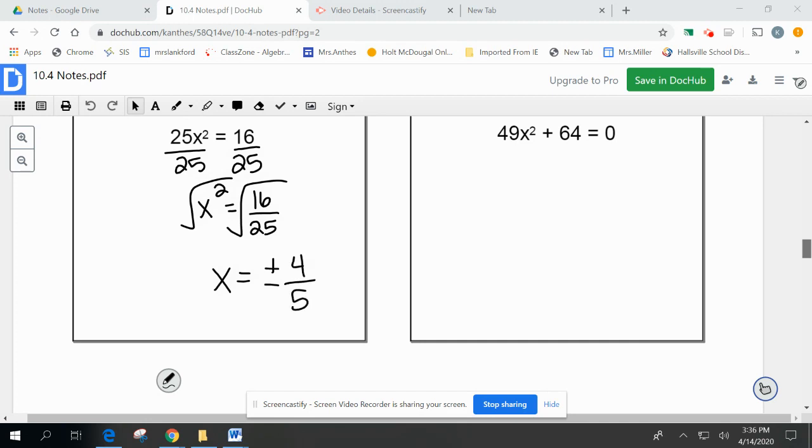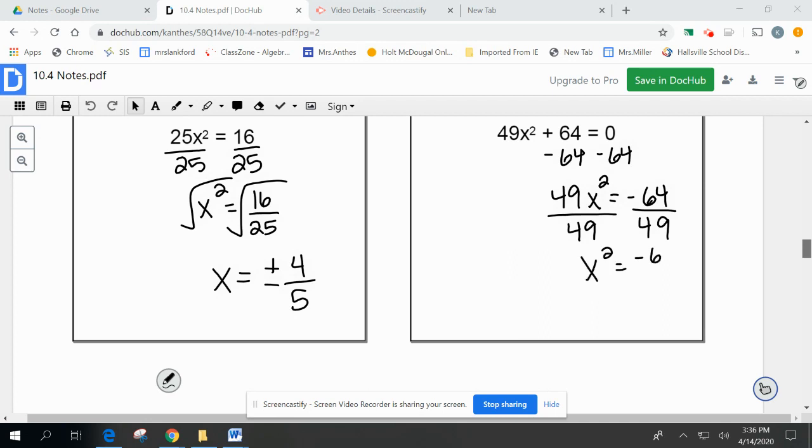For this problem, I need to start out by subtracting 64. So 49, x squared equals negative 64. Divide by 49. They are both perfect squares, so I would keep it like it is. Okay, and then that happens to be negative, so I cannot solve that. So this would be no solution.